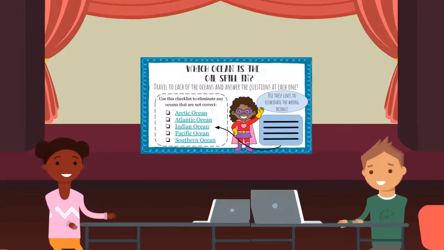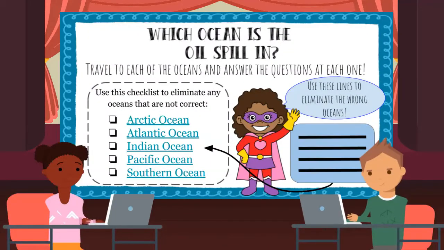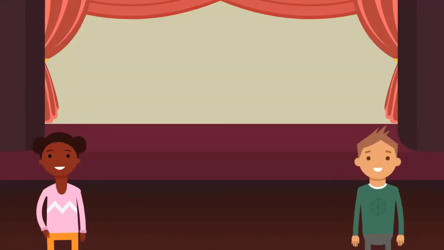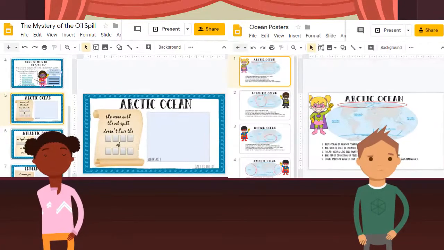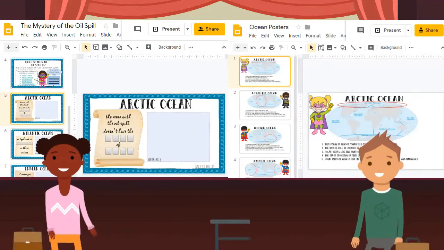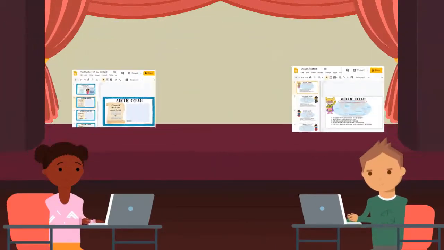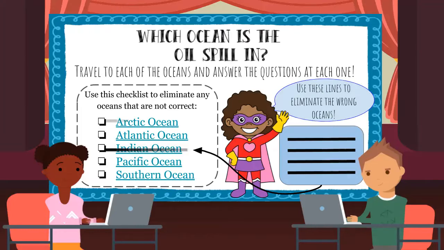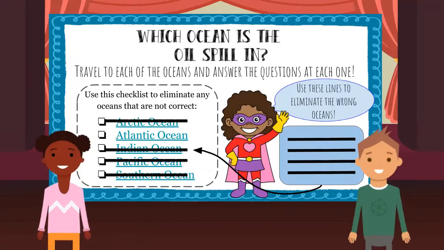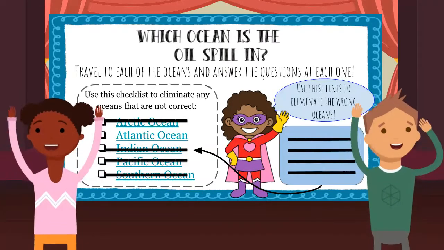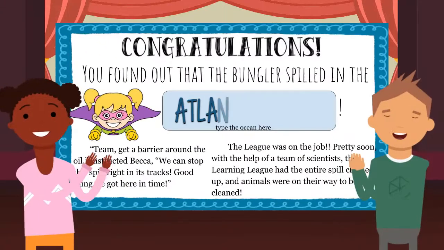On their booklet slides, they can go to the list on slide 4 and eliminate Indian Ocean by dragging a black line through it. Even though this ocean has been eliminated as the one with the oil spill, there is still a clue to solve there. Students can continue toggling between the online booklet and the online poster until all 5 ocean clues have been solved and only one ocean has not been eliminated. This one is the one with the oil spill. They can fill in this ocean on their final slide.